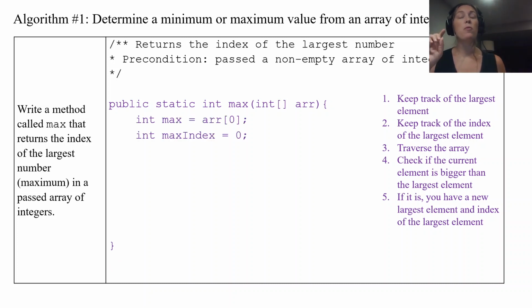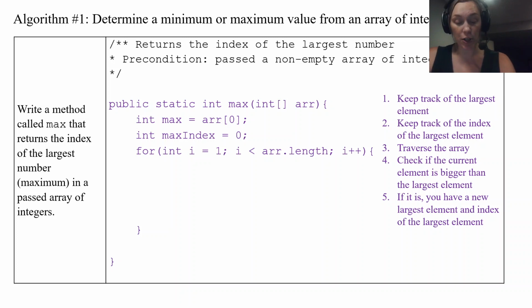From there, number 1 and number 2 on my list says I need to keep track of the largest element and the index of the largest element. What we can do is assume that the first element in the array of integers is the largest. So that's why I have max equal to ARR0, because that's taking the first element in the list and saying, okay, we're going to call that the max. And then the max index, we're going to call 0 since it's the first element in the list. So those are going to be the two variables, keeping track of the largest element and keeping track of the largest index there.